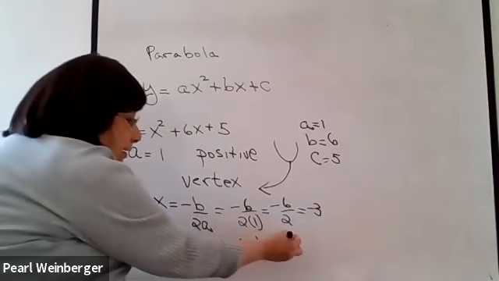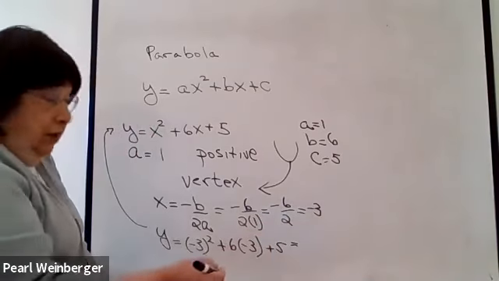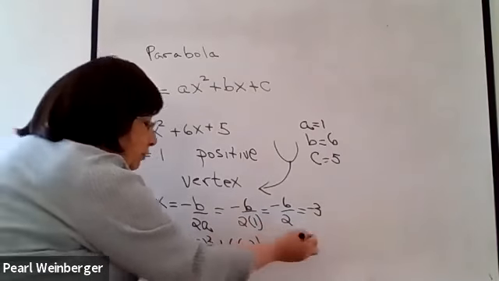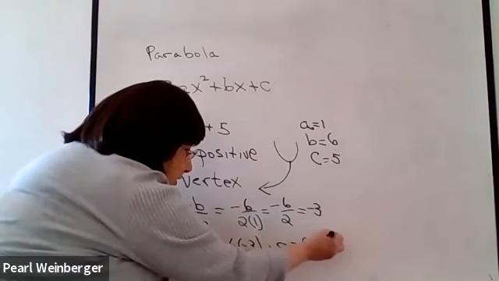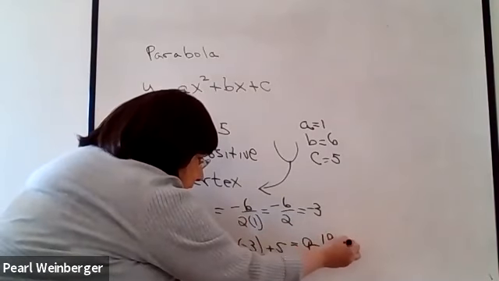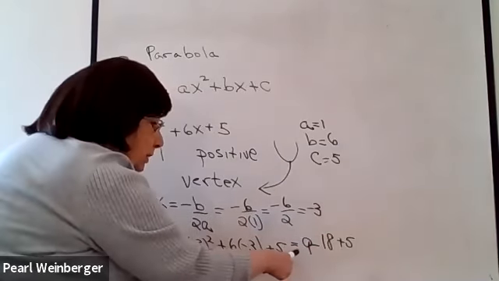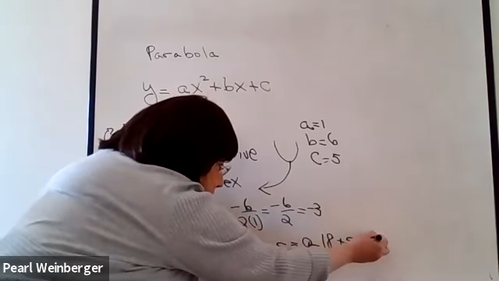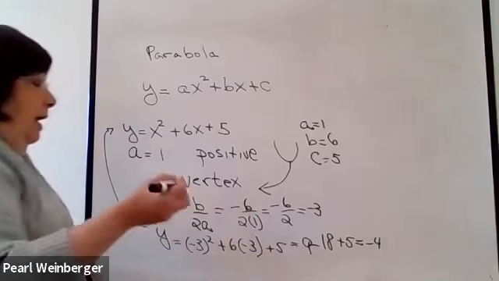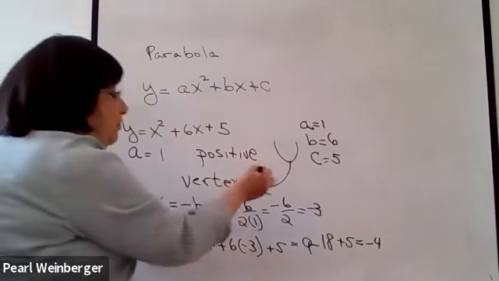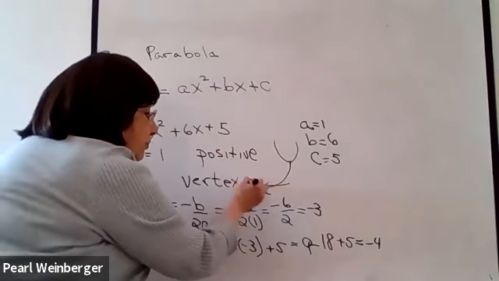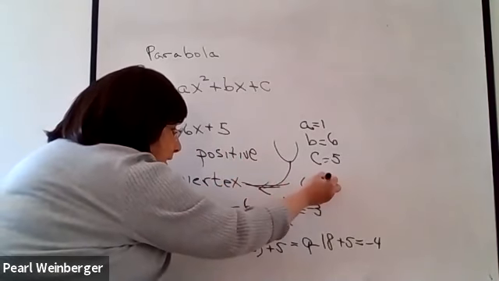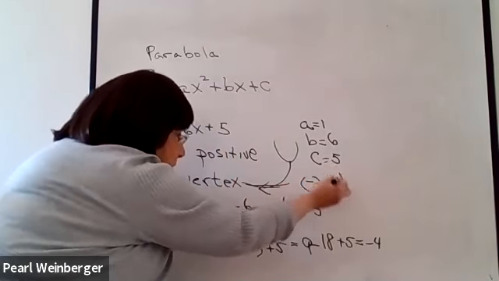And working that out, negative 3 squared is positive 9. 6 times negative 3 is minus 18, plus 5. So this becomes 14 minus 18, which gives me negative 4. And now I know what my vertex is. My vertex is the point (-3, -4).